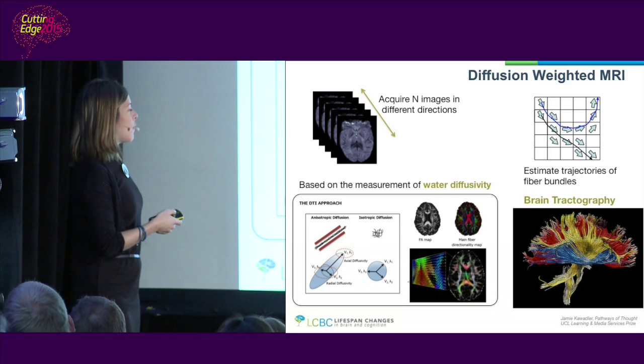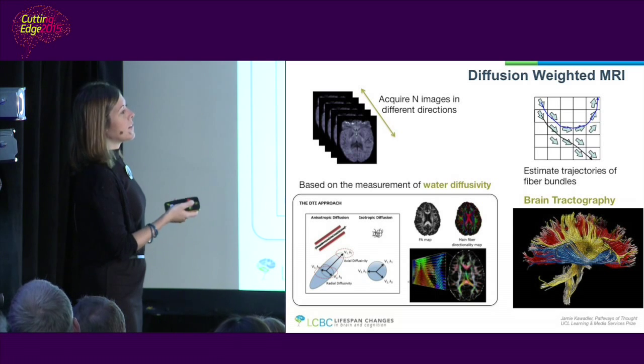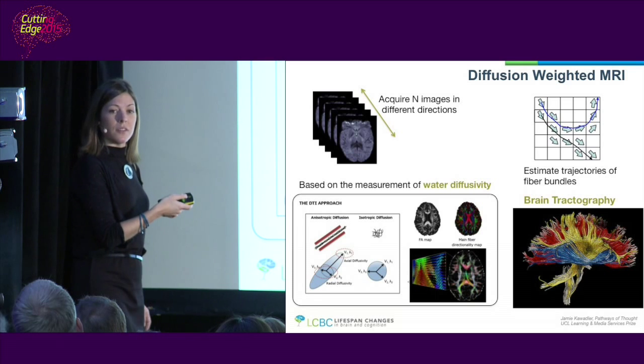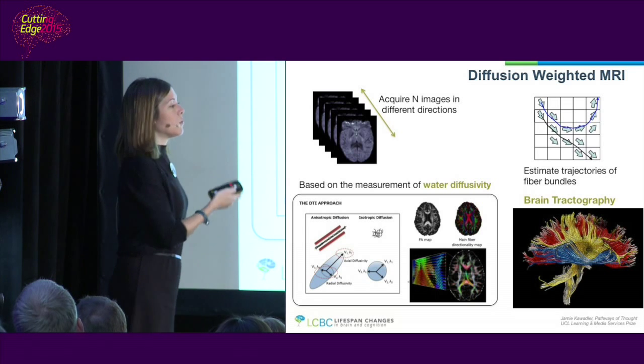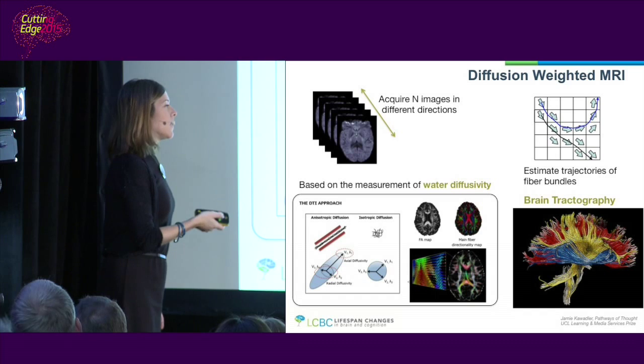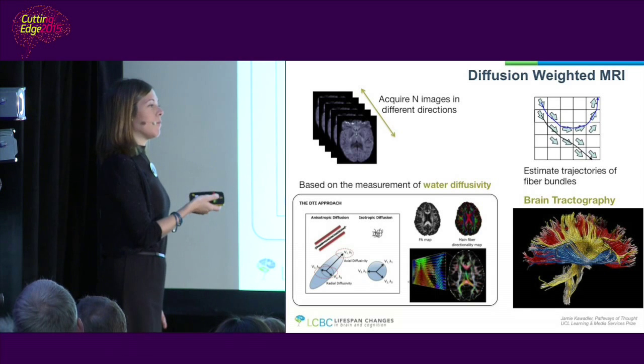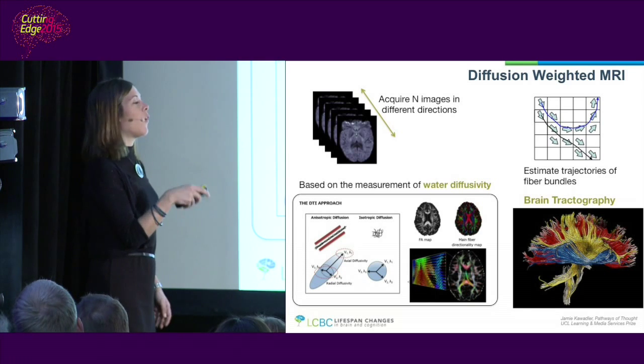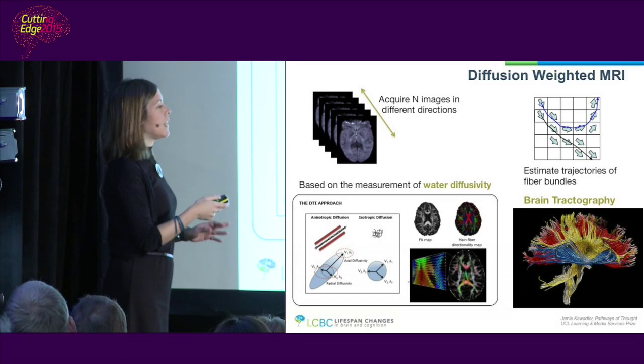Going a bit further, if we put all these ellipsoids together, we can estimate the trajectories of the fibers. So we can get to maps like this one. That looks amazing, and it's like trying to follow all the fibers that we could see inside the brain.